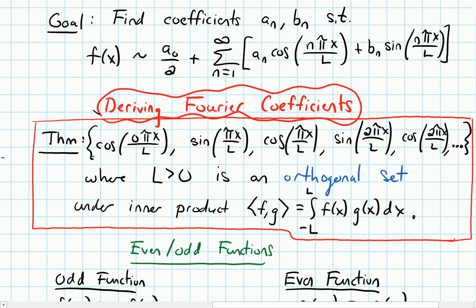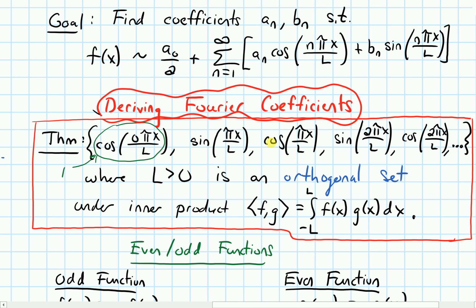So I want to begin with a theorem that's going to help us. The theorem says that the functions that appear here, like all these cosine terms and all these sine terms, form an orthogonal set. Specifically, this first function is cosine of 0 pi x over L. And notice that this is just cosine of 0, which is 1.